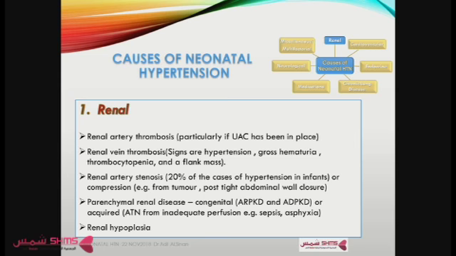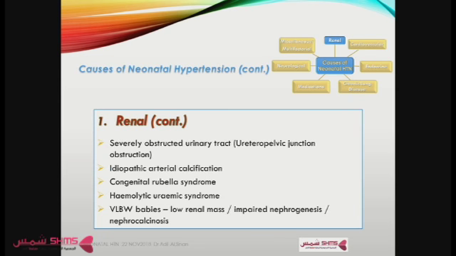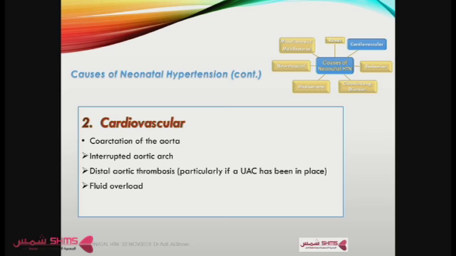These are the causes we talked about. Renovascular is the most important one. Renal vein thrombosis presenting with hematuria, renal artery stenosis, about 20% of hypertension in infants, or compression from tumor. Parenchymal renal disease, congenital, autosomal recessive and autosomal dominant types, acquired acute tubular necrosis. So renovascular constitutes the most important.